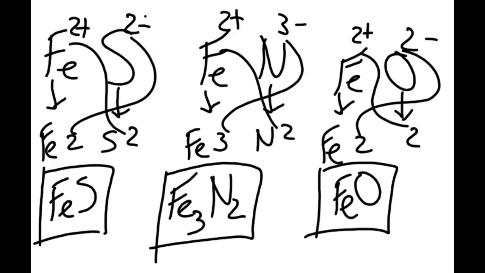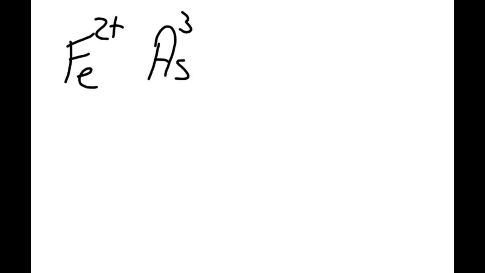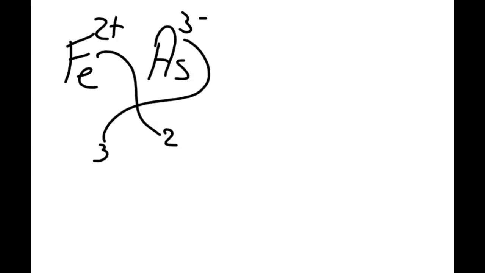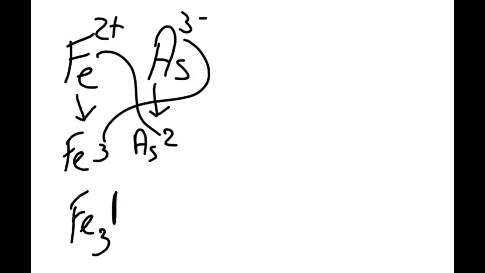All right, last one in that grouping is going to be iron, 2 plus, and arsenic. And if you look on your periodic table, arsenic is in the same grouping as nitrogen. It's got 5 valence electrons, so it means it's a 3 minus charge. So crisscross my numbers. Bring my symbol straight down. In the box, write Fe3As2.